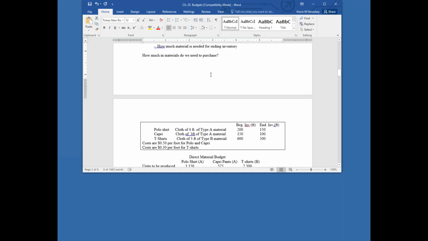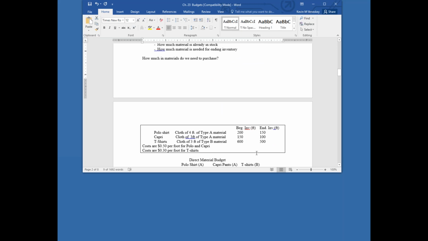So after we have done the little bit of research for our company to see how much it takes to make each type of item, I can go through and begin to set up a materials budget of how much I need to buy. So I know with a polo shirt, it takes 4 feet of material of this type A material. And then I tell us how much I have already and how much I want at the end.